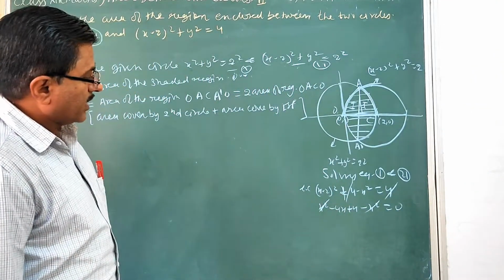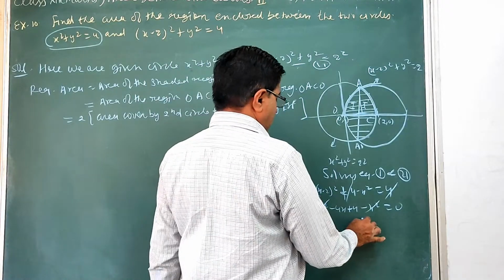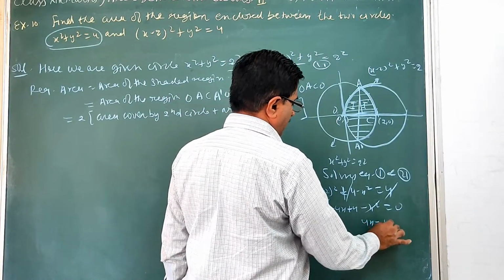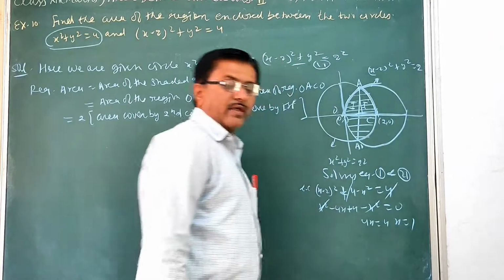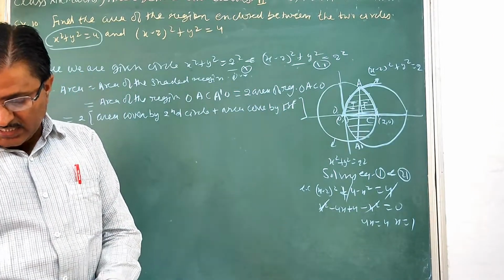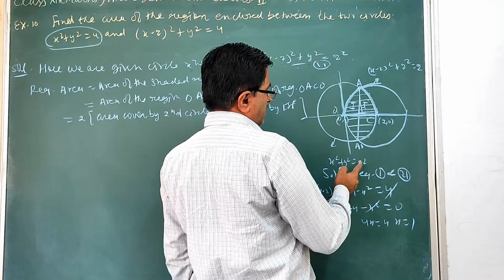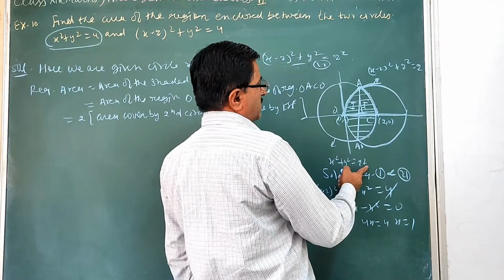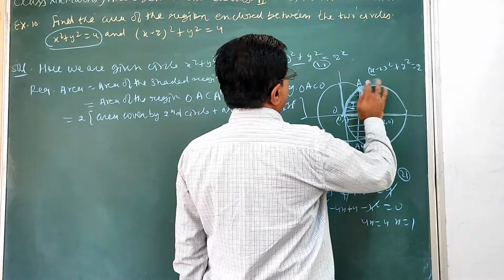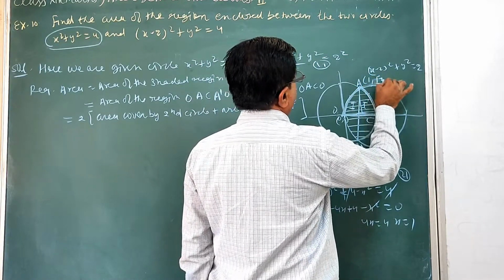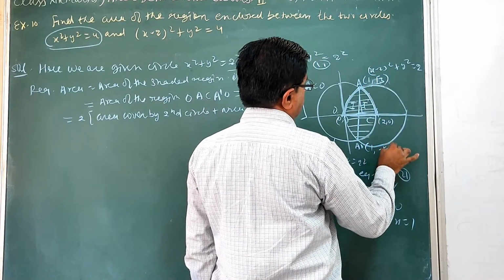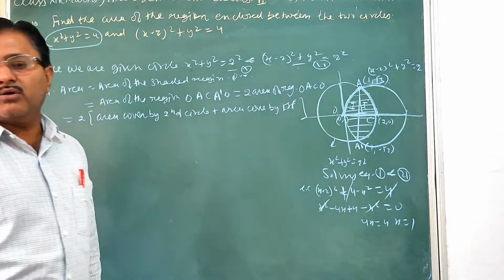So x square cancels now. Minus 4x equals 4, so x equals 1. So the curves intersect at x equals 1. Where x equals 1, y square equals 4 minus 1, that is 3, so y is root 3. So the coordinate of A will be 1, root 3, and here 1, minus root 3. So we get the coordinate of A.